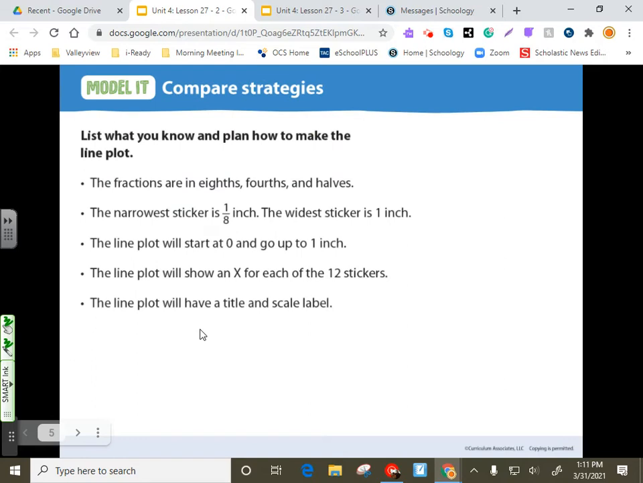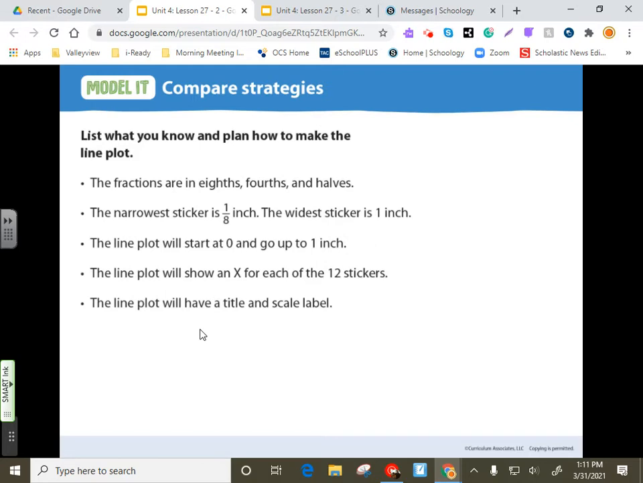So a lot of these we've already done with our example on the previous page. We did the fractions in eighths. The fractions were in eighths, fourths, and halves. The narrowest or the thinnest one was 1/8 inch. The widest was 1. That's true. The line plot started at 0 and went up to 1. The line plot showed an X for each of the 12 stickers. And the line plot will have a title and scale label. This one didn't have a title. We will get to that in a further question on the next page.